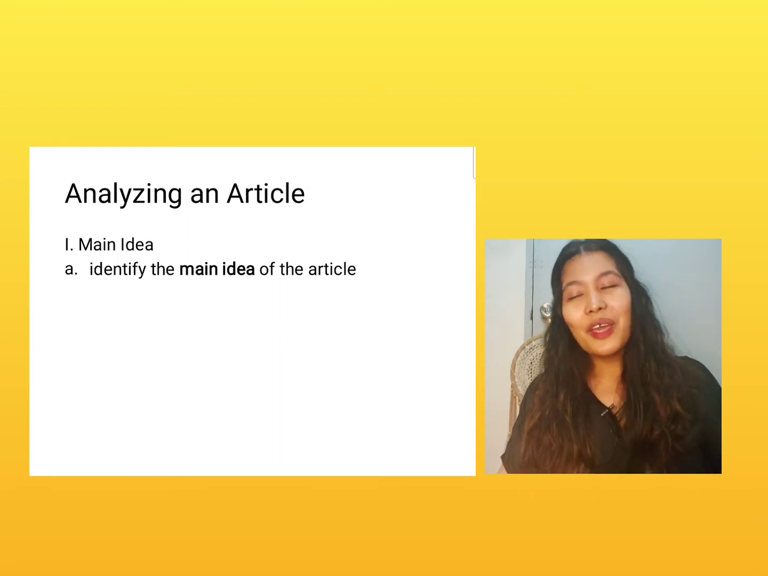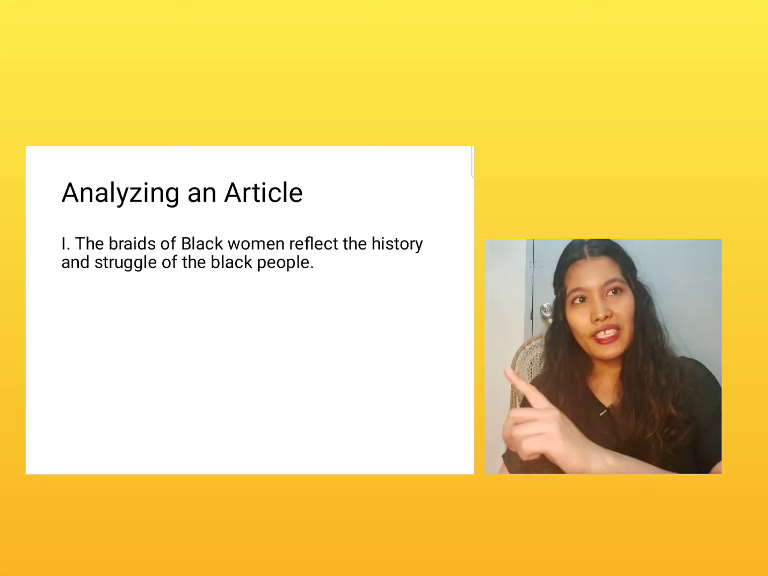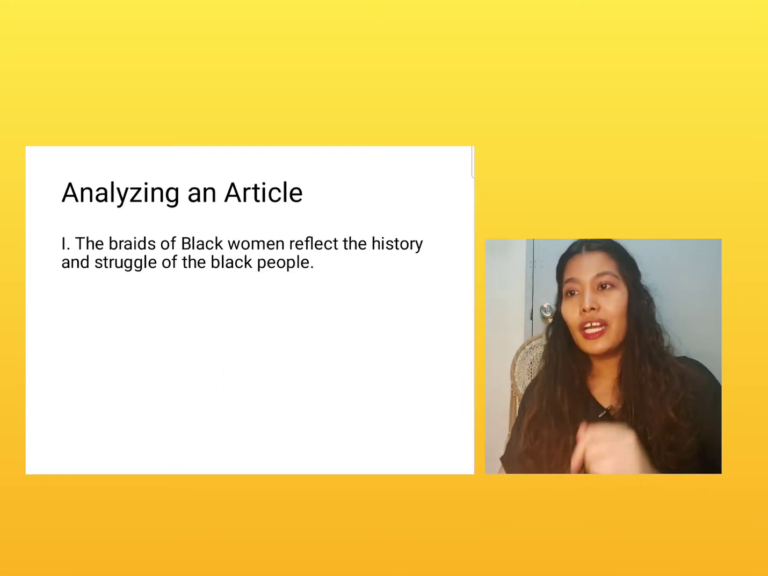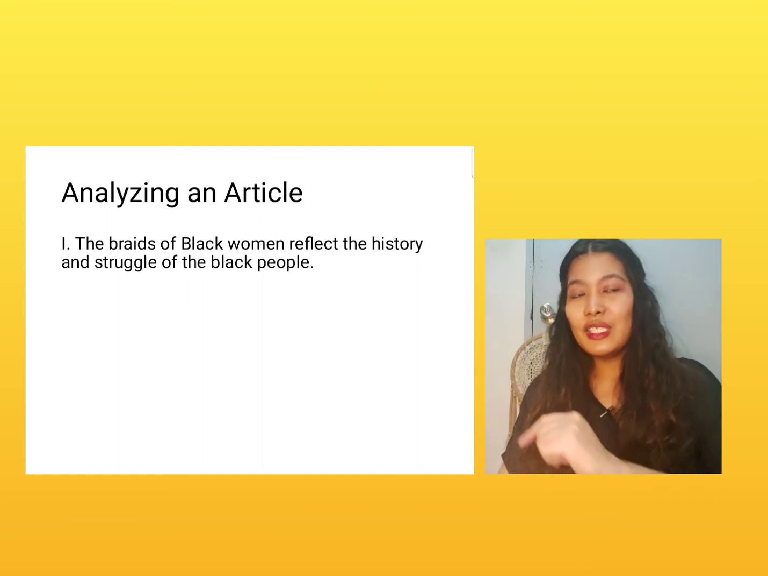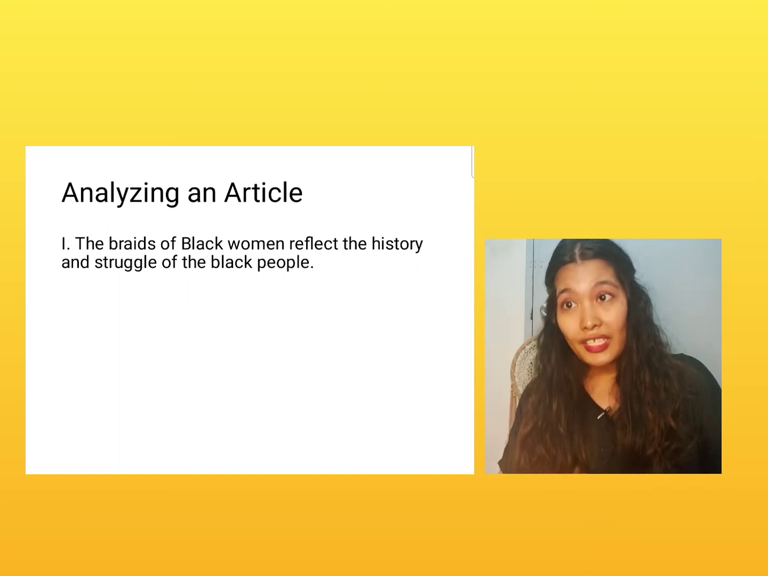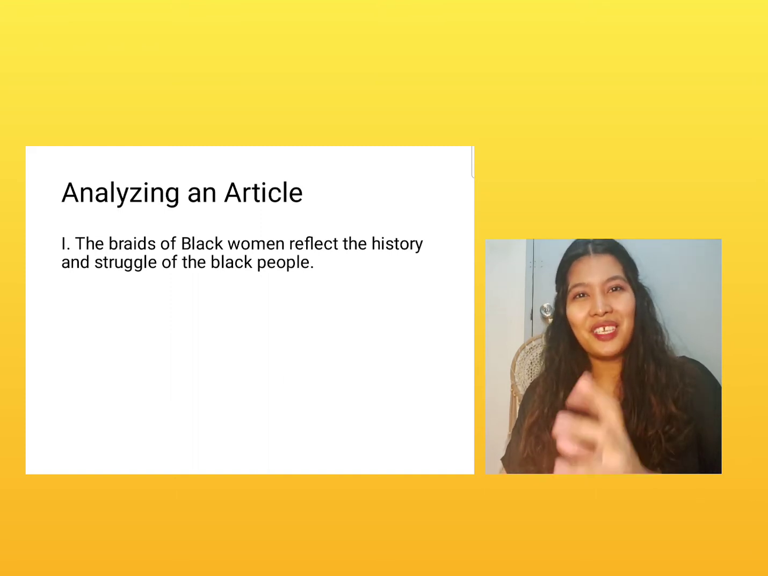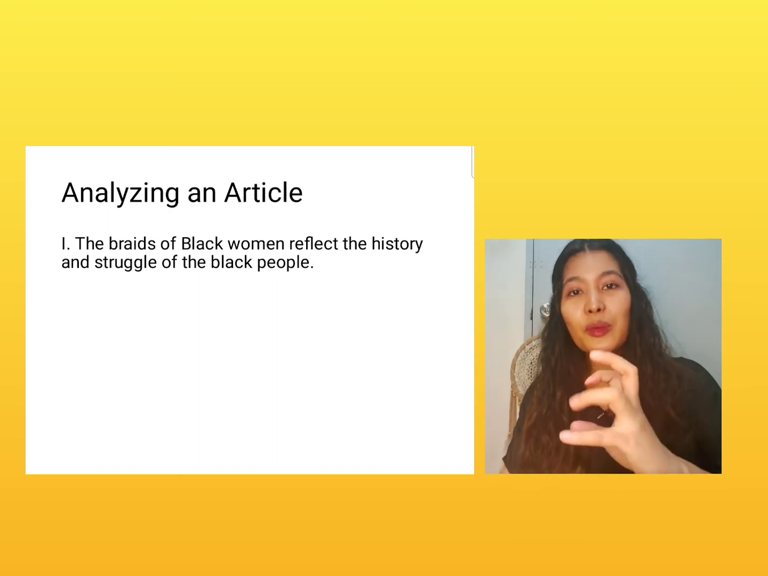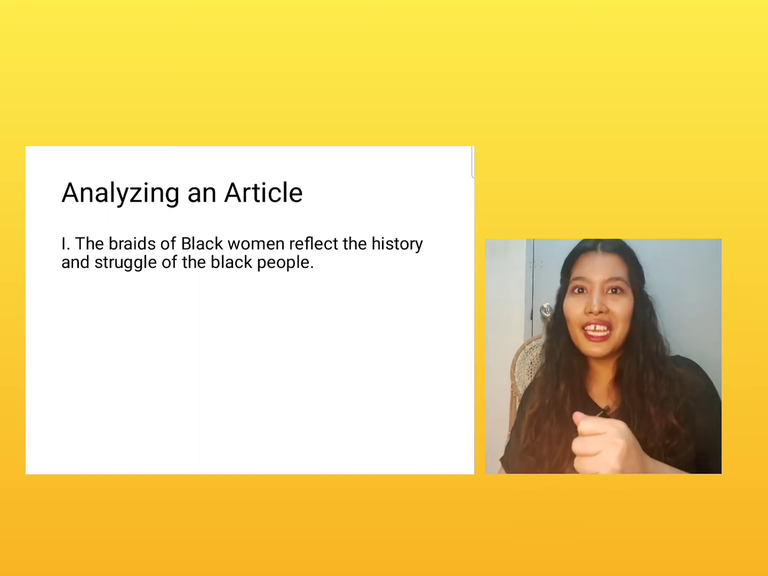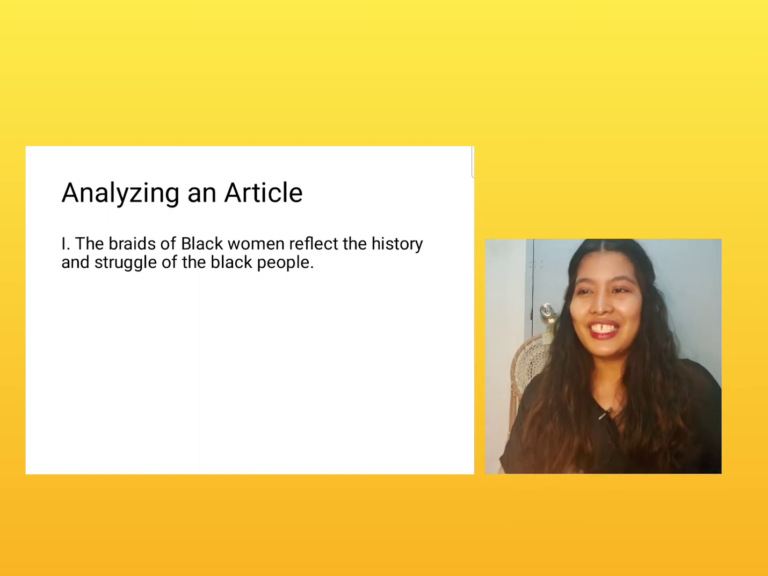The first thing that we have to do is to identify the main idea of the article. Okay, so when we read the article, the main idea is this one. The braids of Black women reflect the history and struggle of the Black people. So that's our main idea. So that's the one that we need to explain and to analyze.